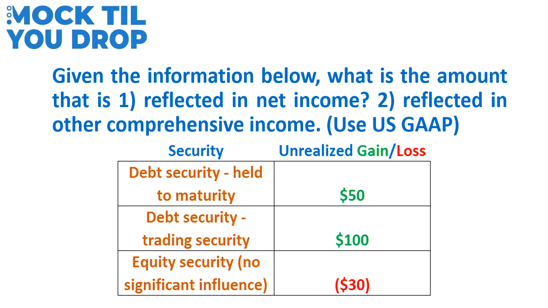Next, we have a debt security designated as a trading security, which has an unrealized gain of $100, so that will fall under net income. And lastly, we have an equity security in which the firm does not have significant influence, and that has an unrealized loss of $30, so that will also fall under net income.